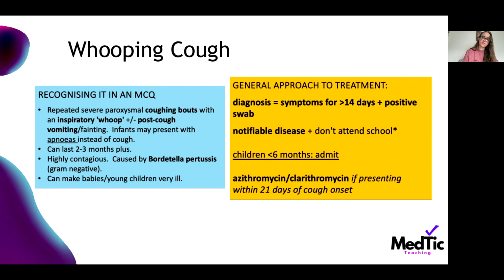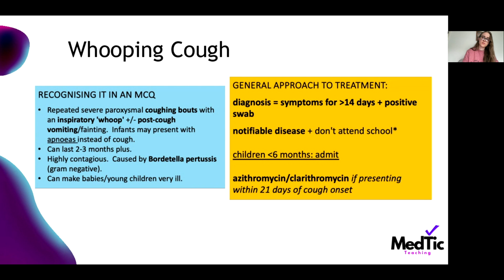It's diagnosed based on the symptoms, having them for more than 14 days, and also a positive swab. And school exclusion is either 48 hours from when you start antibiotics, if you're going to give them, or 21 days from symptom onset. So this child can go back to school if she hasn't been there. If it's a child under 6 months, we need to admit them because it can make babies very ill. Okay. We will cover some other causes of cough a little bit later on, like croup.